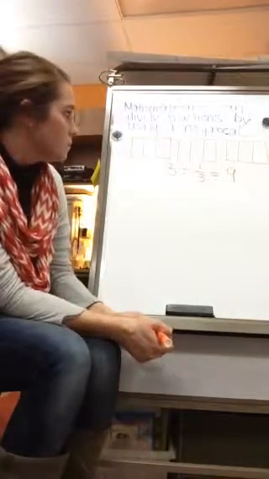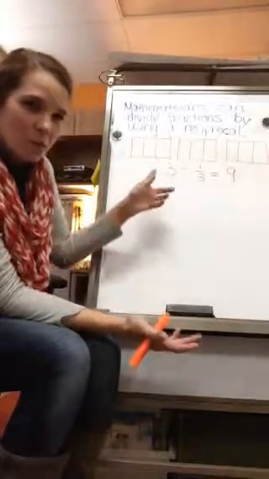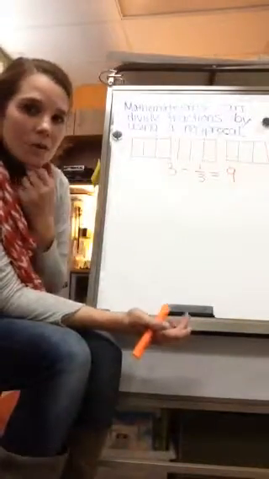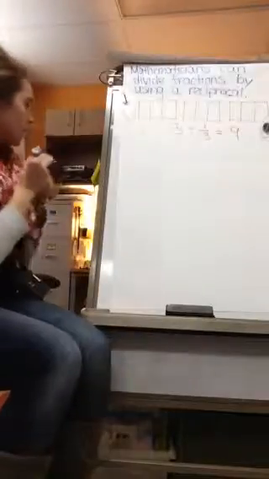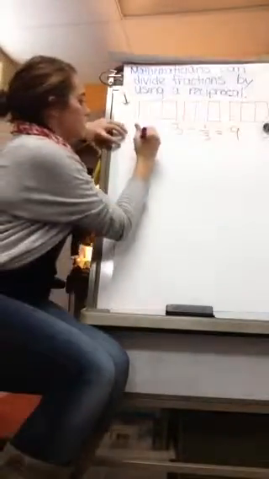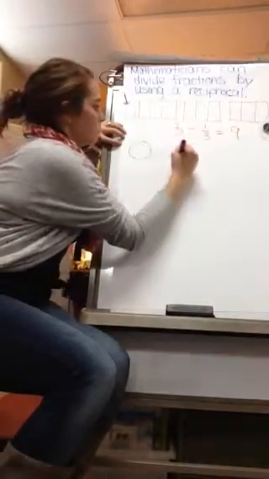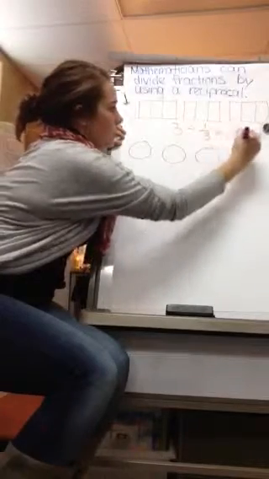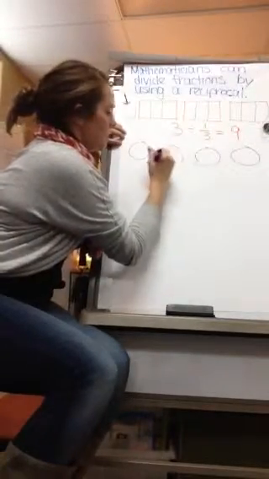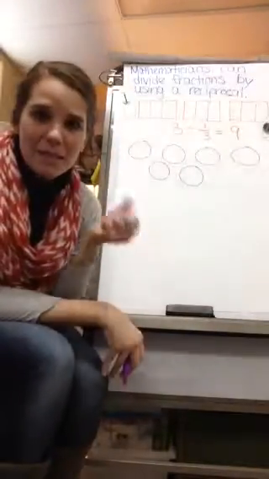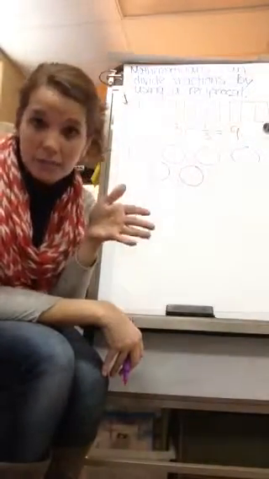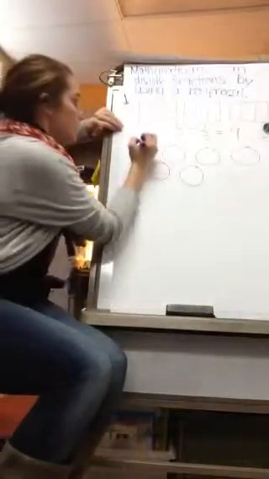That's interesting. Because I know that 3 times 3 is 9. I wonder if that has anything to do with anything. Let's look at another example. Let's talk about pie. What if I have 6 pies? 1, 2, 3, 4, 5, 6. I have 6 whole pies, and I'm going to cut them in halves. I'm going to cut each one in half.